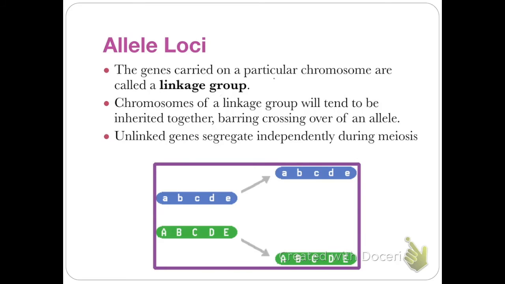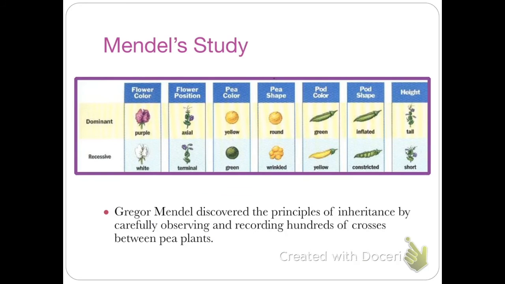However, unlinked genes are much easier to follow as they segregate independently during meiosis and are therefore inherited on their own or separately. So unlinked genes make things a little bit simpler when we talk about predictable inheritance, but we will talk about linkage groups as well.